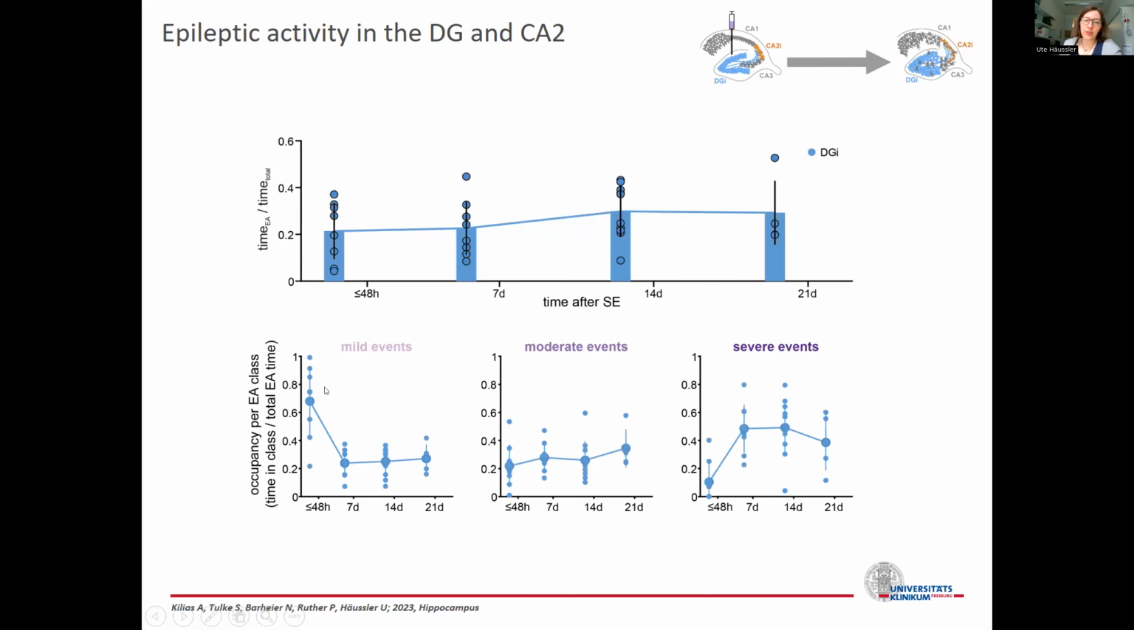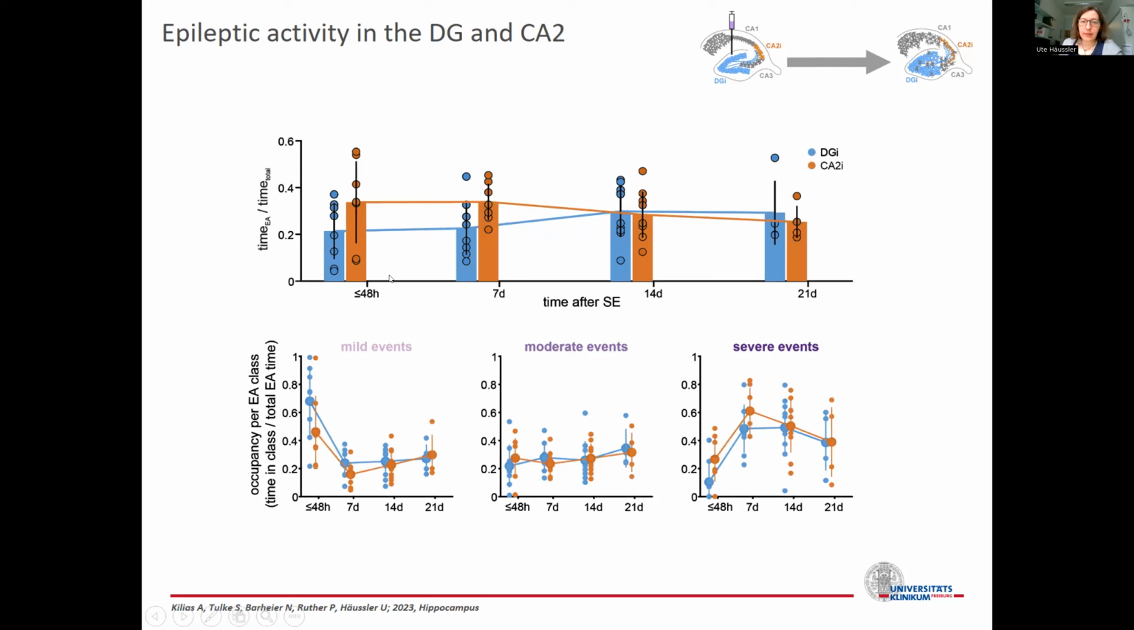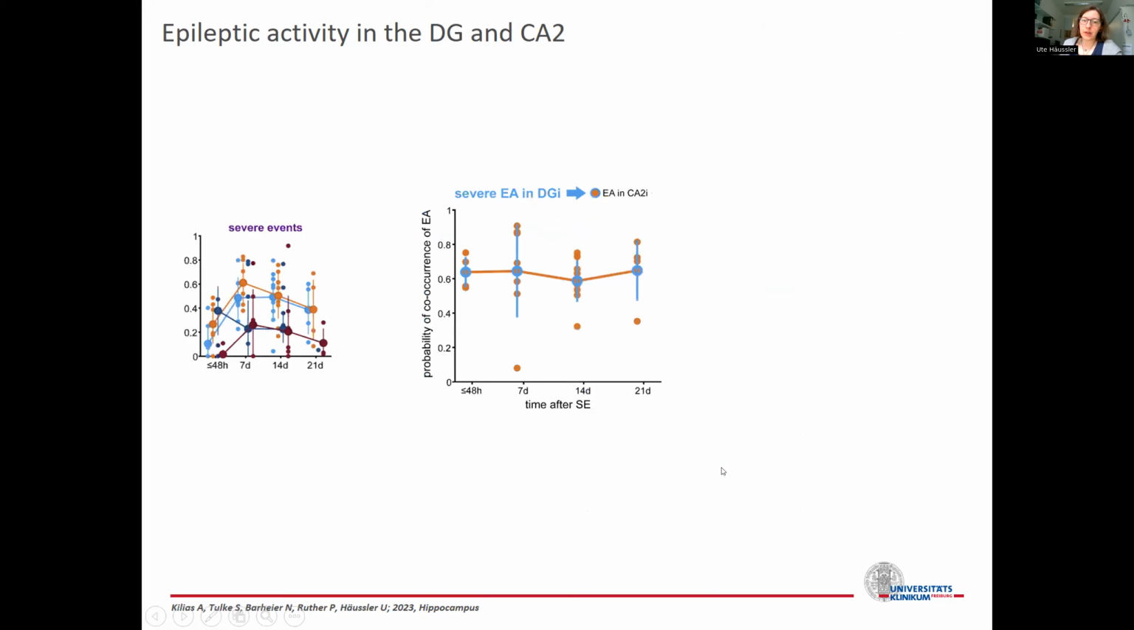And if we do this classification, we see that the mild events are strong at the early time point and then go down, while the more severe events go up and then stay at this higher level or go to a somewhat lower constant phase. And this is the case for the dentate and also for CA2 in the ipsilateral hippocampus, which shows quite similar behavior. And we were checking how likely it is to detect any kind of epileptic activity in ipsilateral CA2 if we detect severe epileptic activity in the ipsilateral dentate. And this was quite constant already from the beginning throughout the whole time that we investigated.